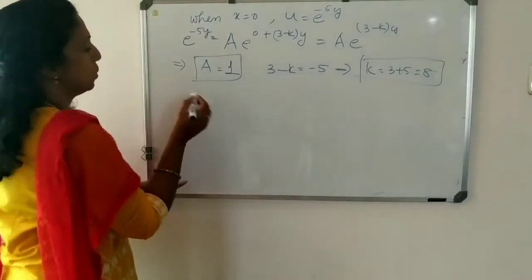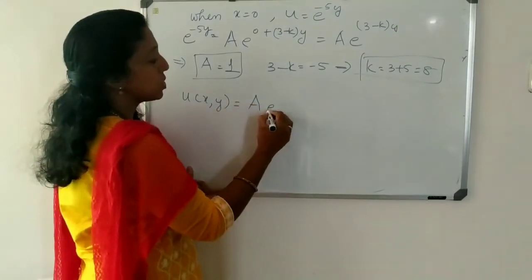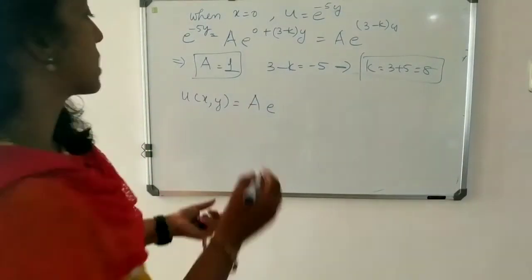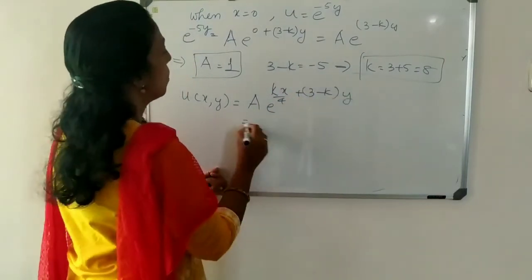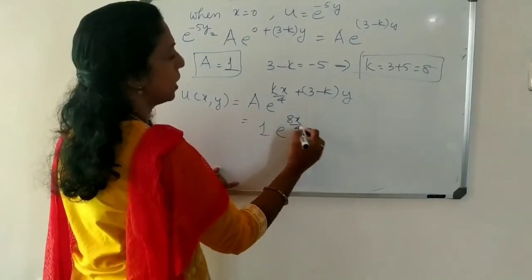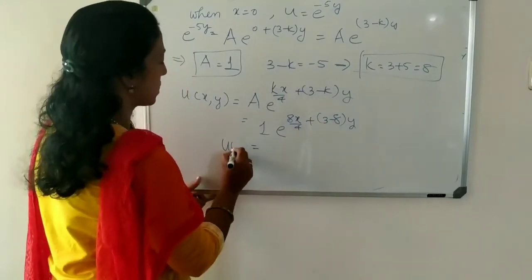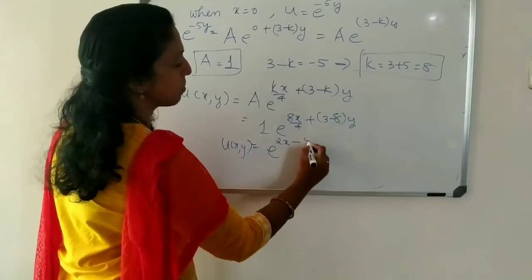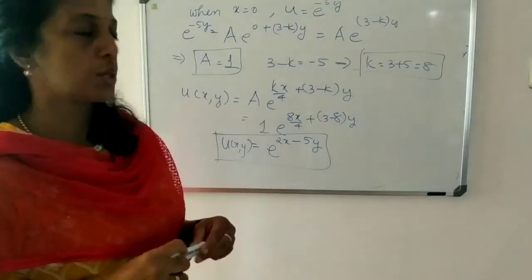Now what happens to our solution? Our solution becomes u of x comma y is equal to A into e raised to kx by 4 plus 3 minus k into y, which becomes 1 into e raised to 8x by 4 plus 3 minus 8 into y, which is nothing but u of x comma y equal to e raised to 2x minus 5y, since 3 minus 8 is minus 5. So this is our required solution. This is the solution of the problem.